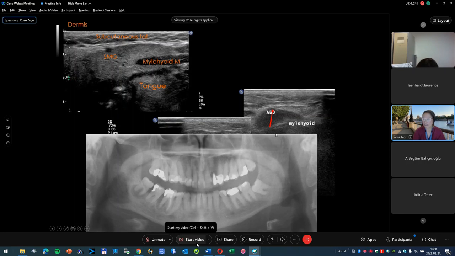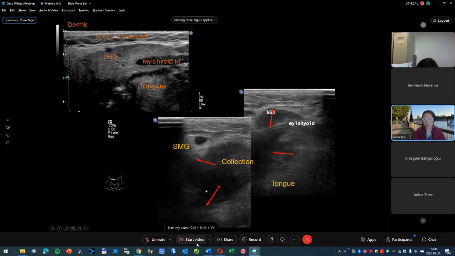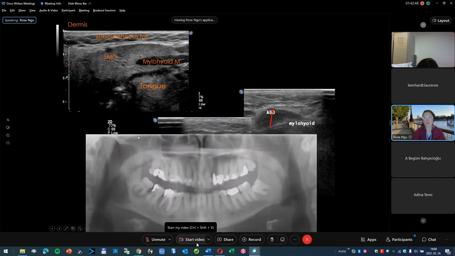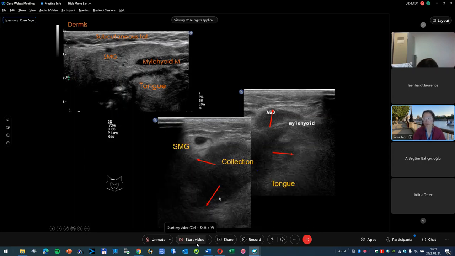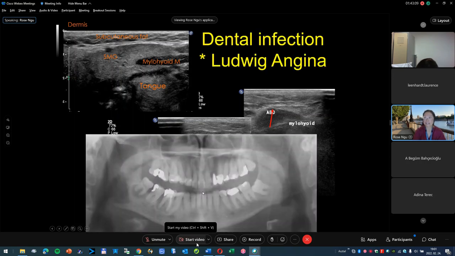And if you ever see a collection like this, the first thing you do to help the patient is take what we call a dental panoramic view, an x-ray of the teeth, basically. And here you could see there is an abscess at the roots of the teeth. Okay, and you think, it's just a small abscess, it's not a problem. It is a problem when it involves the floor of the mouth, because this can lead to something called Ludwig's angina.